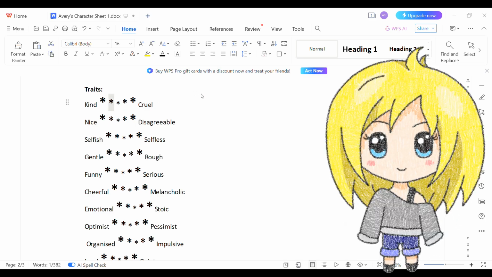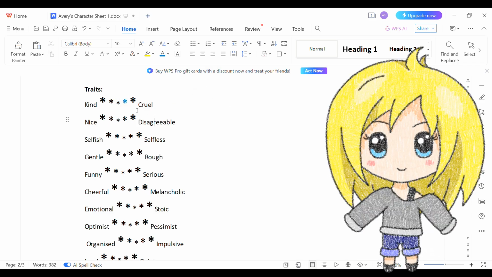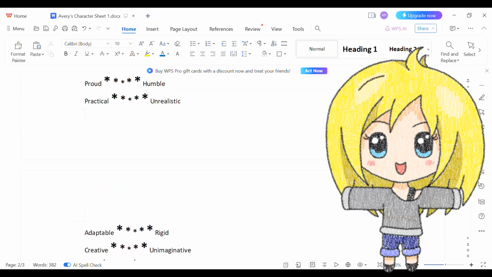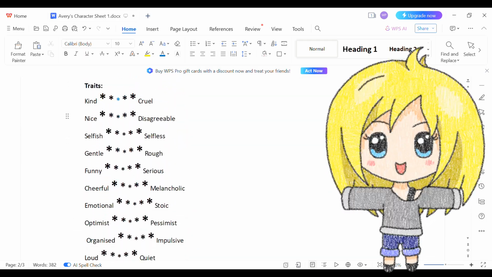So if your character is usually a kind character but with moments of cruelty, then they would probably fall under quite kind. Or if your character is usually cruel but with occasional moments of kindness, then they would probably fall under quite cruel. And if your character never goes out of their way to be kind but doesn't really ever do anything particularly cruel either, then they would probably fall smack dab in the middle. So these are all of the characteristics I can think of. Have a look at them and think, where do all of your characters fall on the scale?